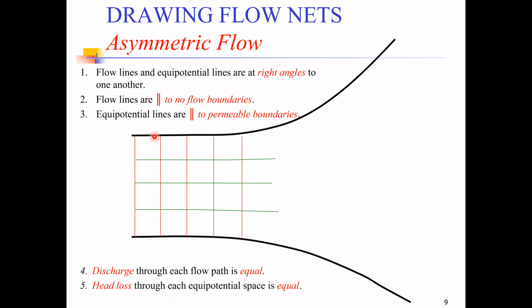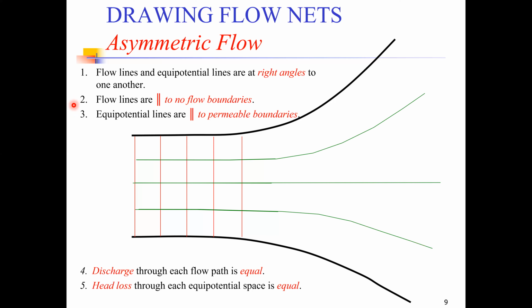Now, following this principle, the flow lines are always going to try and follow the impermeable boundaries or the no flow boundaries. It means the flow lines will become curved when it moves to this curved zone. Okay, if we can draw the flow lines like this, how can we draw the equipotential lines then?